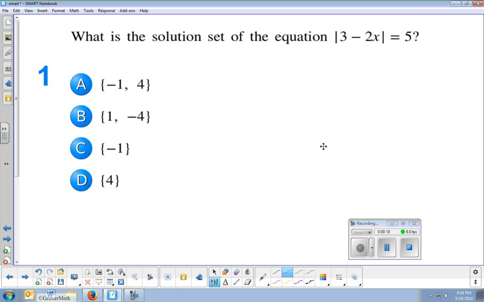The way to solve an absolute value equation is you're actually going to solve two equations at once. What's inside our absolute value bar is 3 minus 2x. That's going to go in the middle between two equal signs. On the right side, you're going to have it equal to 5, which is what we see over here. But on the left side, you're going to have it equal to negative 5, the negation of what was over here. So one equal to what it is, one equal to the negation of what's over here.